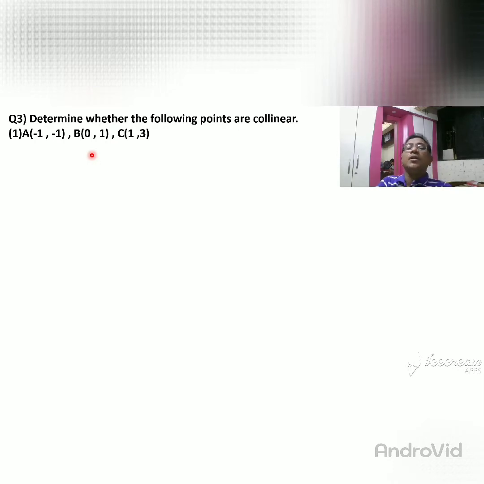So it is very simple. The slope of line AB and the slope of line BC: if the slope is the same, then they are collinear, and if the slope is not the same, they are non-collinear. So here the coordinates of the points are given. See, it is x1, y1, x2, y2. The formula for slope is y2 minus y1 divided by x2 minus x1.